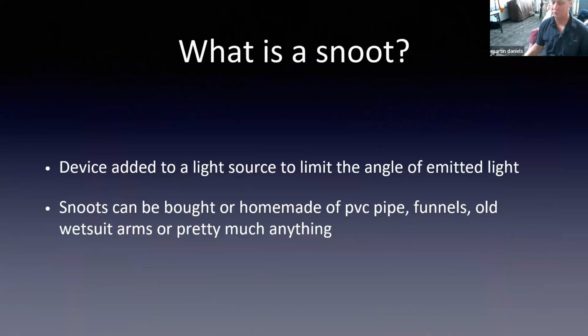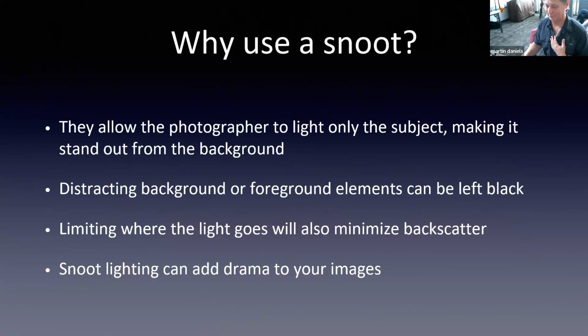Okay, so snoots. How many of y'all shoot with snoots or a snoot? Okay, yeah, you're gonna want to. So basically, a snoot is a device added to a light source to limit the angle of emitted light. Snoots can be bought or homemade of anything: PVC funnel, old wetsuit arms. But to me, my store-bought option is really good.